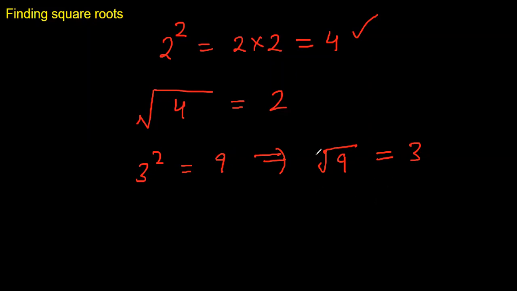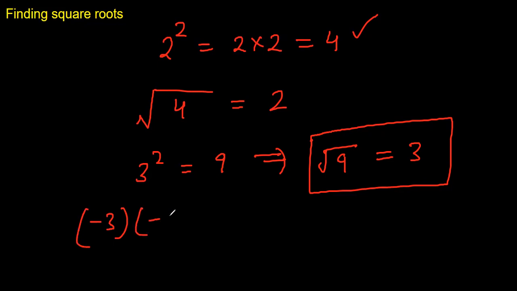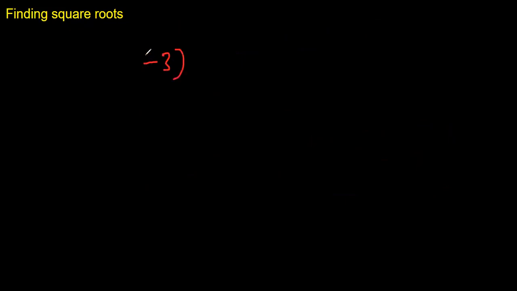Well, can we say square root of 9 is equal to 3, and is there only one number whose square is 9? Well, let's consider a negative number. Minus 3 times minus 3. What do you get? Minus 3 multiplied by minus 3 is also 9. Can we say square root of 9 is negative 3 also? Because the square of negative 3 is 9. Yes.